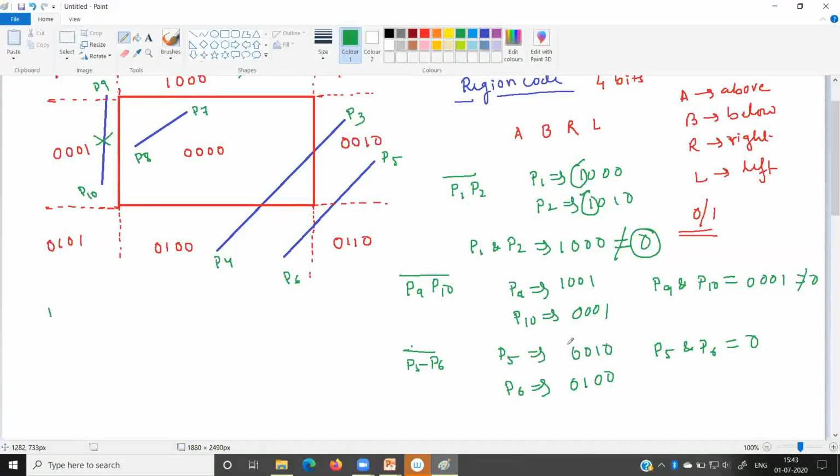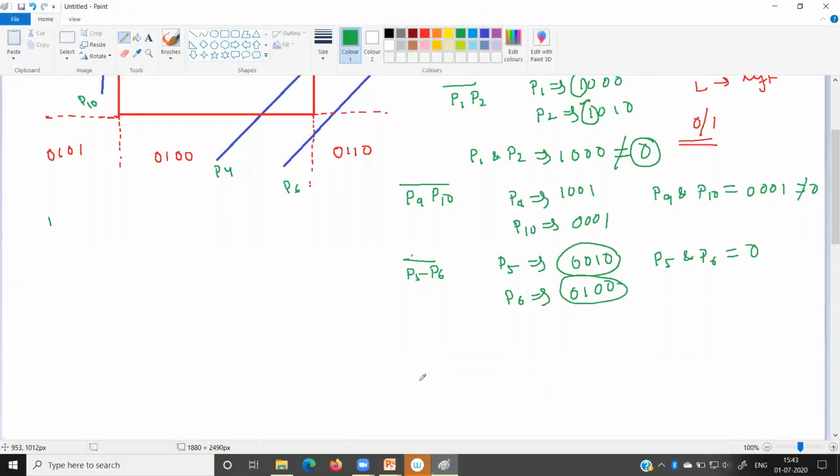Now what do we have to do? We have to observe the region code for each point. Here the region code for P5 is 0100. That means it is not 0000. If the region code is 0000, that means the point is inside the region. So here P5 is not inside the region, and P6 is also not inside the region. That means it may be that some portion of the line segment is inside the clip window. So what we have to do further, we have to find out.